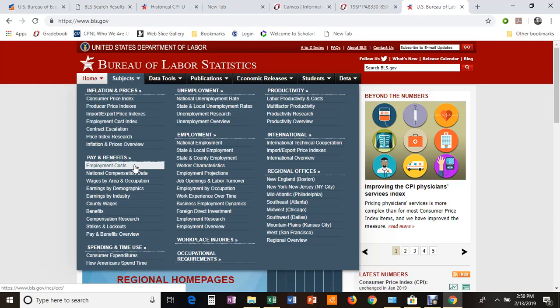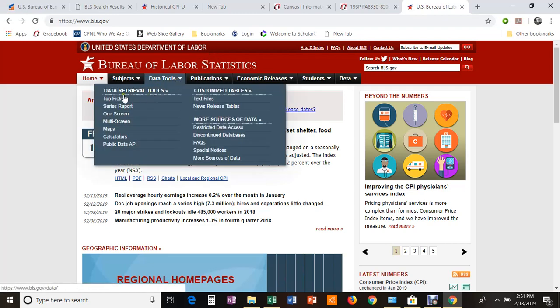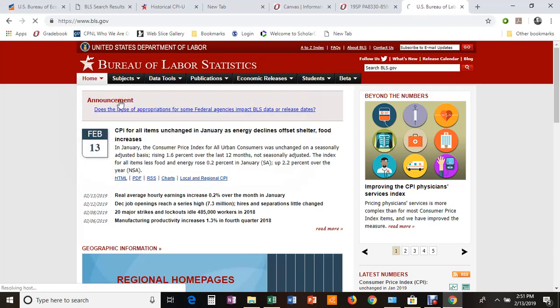And then it talks about all kinds of areas with regard to pay and benefits, which would be useful for some projects. Then unemployment, it talks about the national unemployment rate, state and local unemployment rates, which can come in handy, unemployment research, and then it talks about employment. So employment and unemployment are actually two different looks. I really just want to talk today about CPI and give you a little bit of a demo on the use of CPI. Now, that should be under top picks, which is where you'd find CPI.